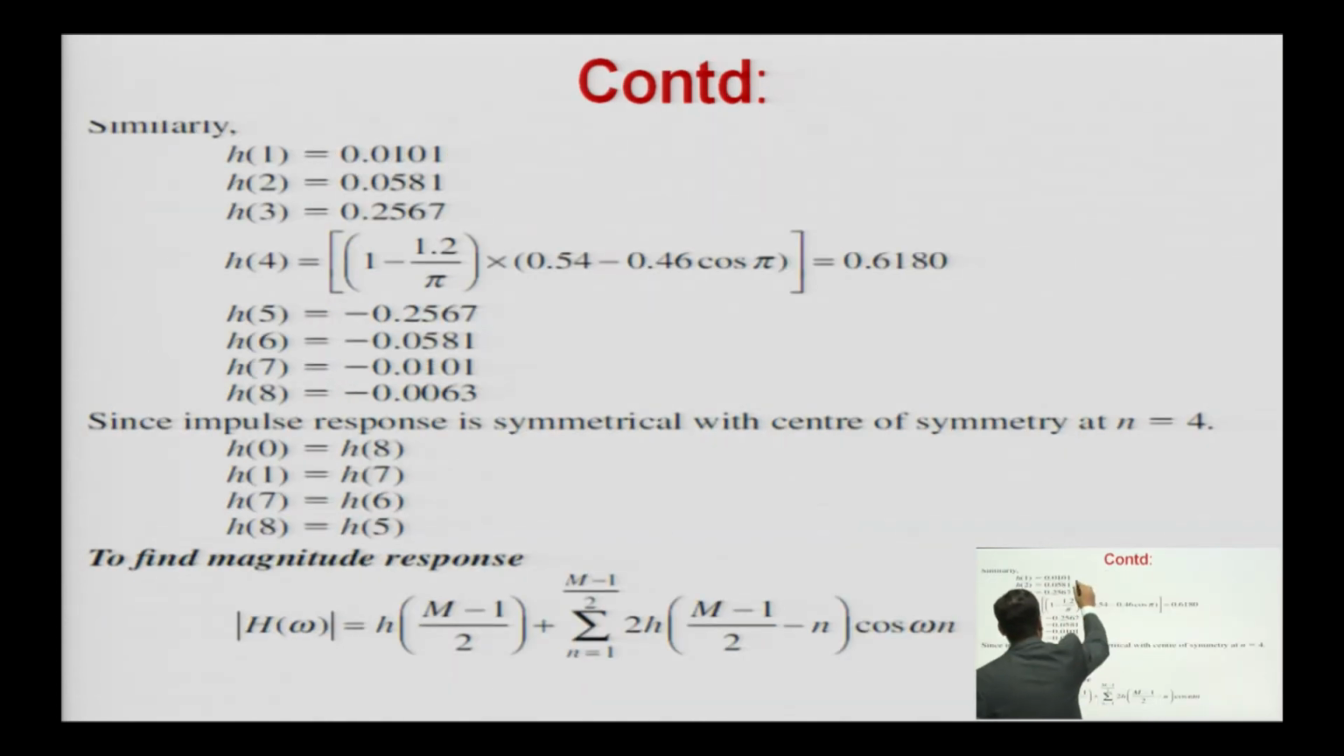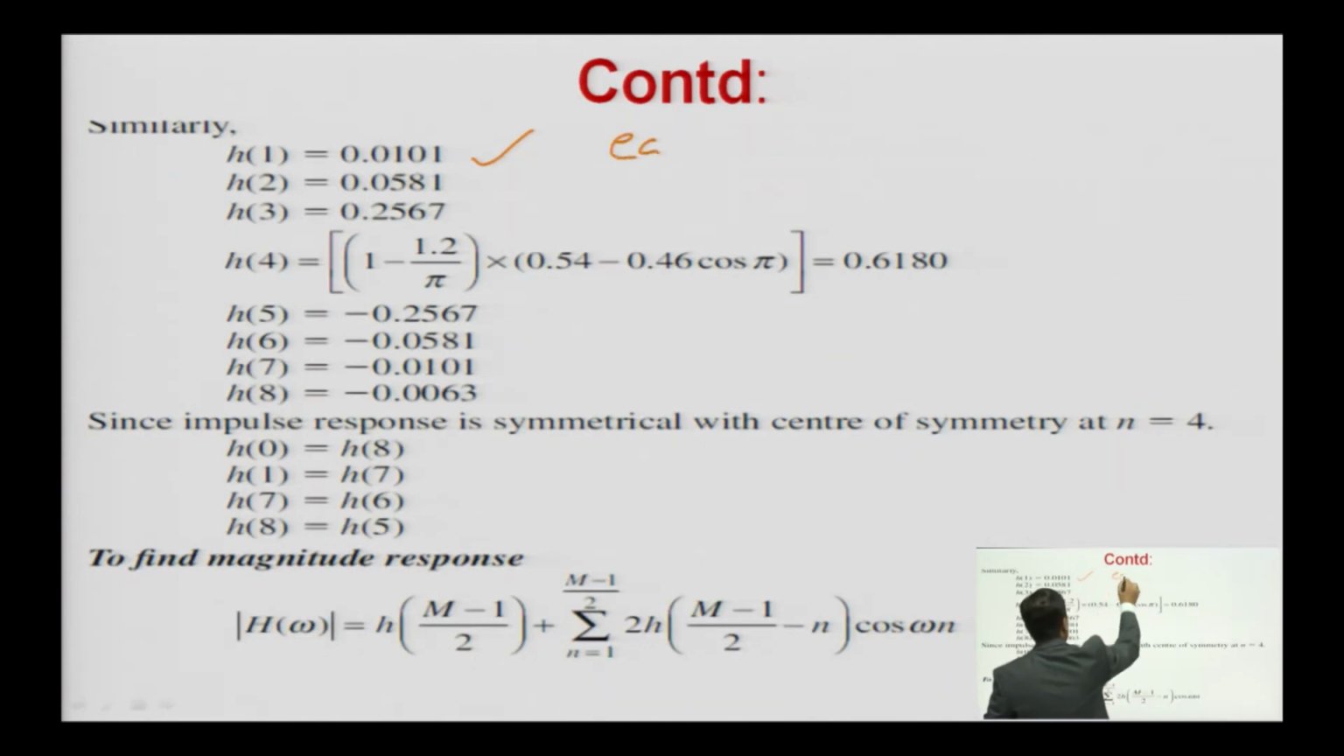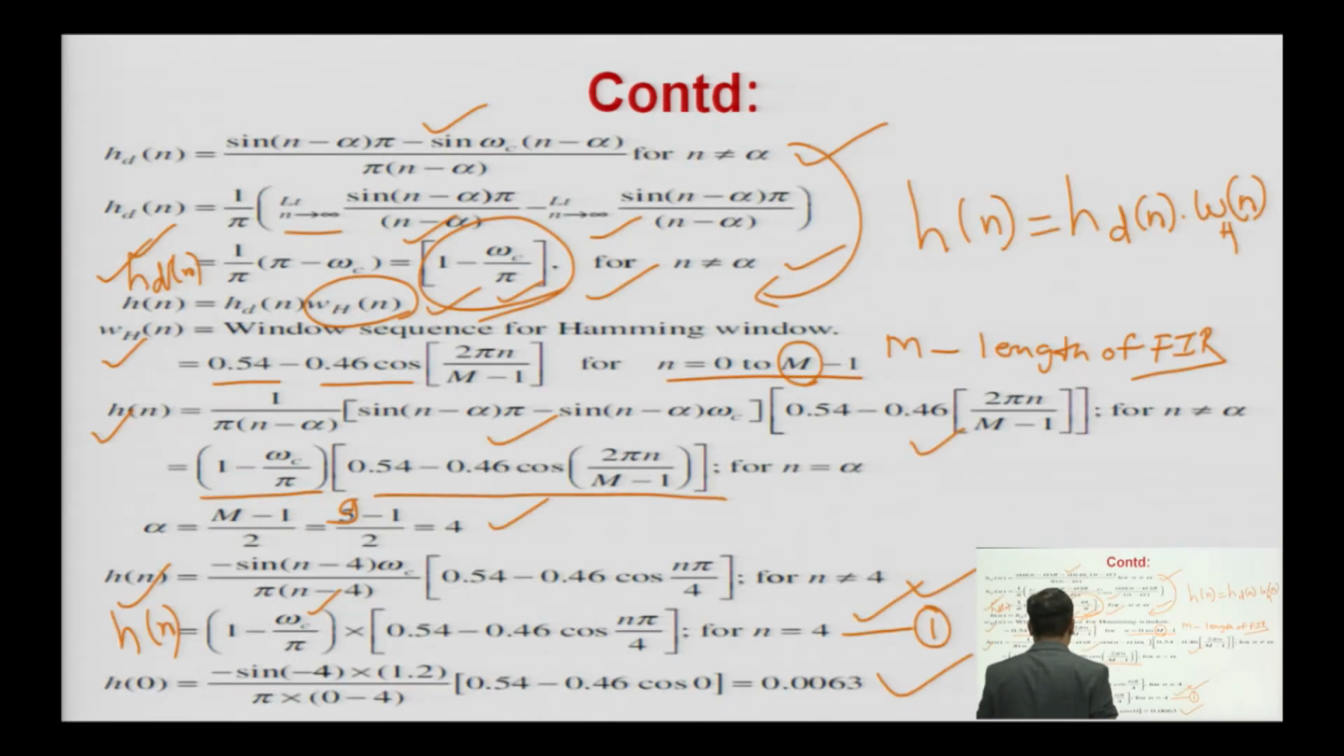Next, for h(1), again in a similar way you have to put n equal to 1 in equation number 1. So, you will get h(1), then n equal to 2 you will get h(2), then n equal to 3 you will get h(3), then h(4). I told you how to calculate h(4): here n is equal to 4, and you have to put this value of h_d(n) here, then you will get the answer.